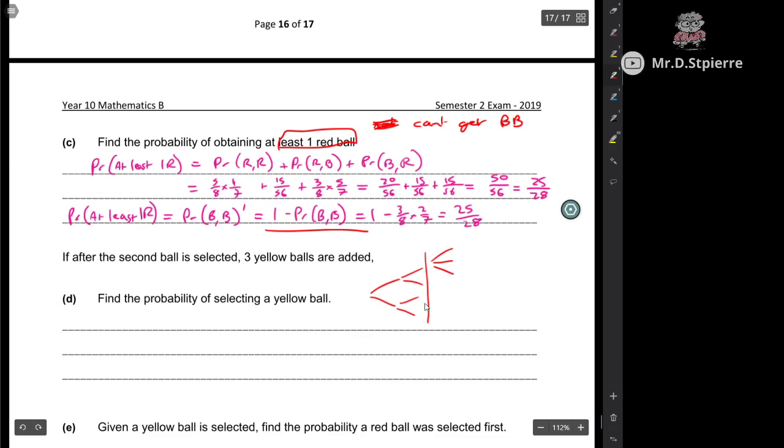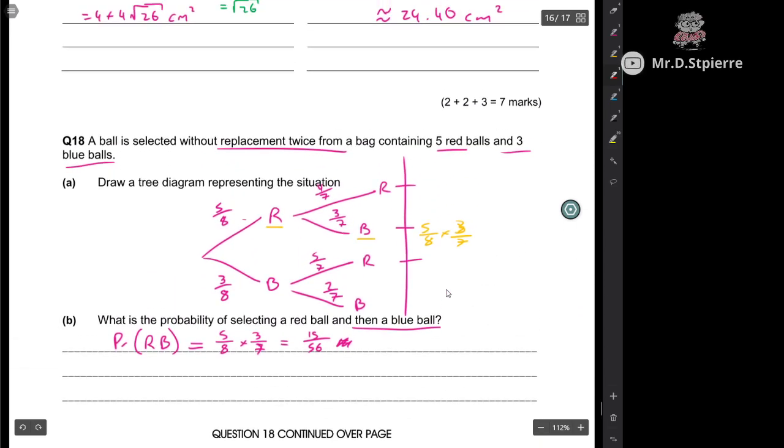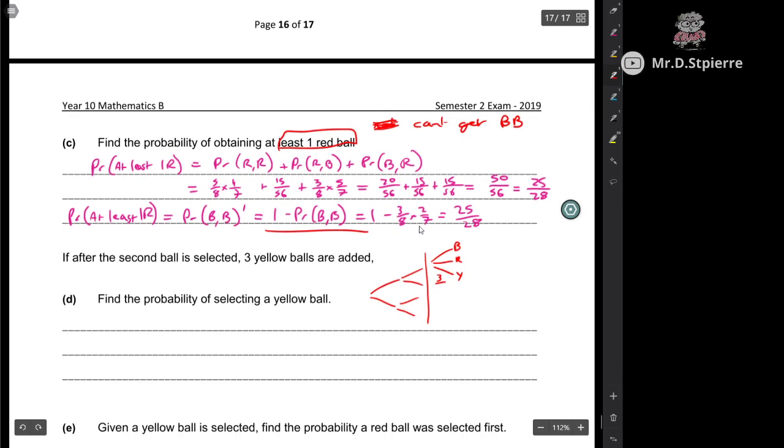All we know is that since we don't care about what's previously happened, we could have blue, red, yellow, and we know there's 3 of them that have been added. And how many balls? Well, we started with 8, take away 2 because we've done the first 2 selections, so we've got 6 left, plus the 3 yellow. That means we have 3 out of 9 now that are yellow. We don't know the combination of the blue and reds that make up the other 6 balls, but it doesn't matter for this. It's just find the probability of selecting a yellow ball.